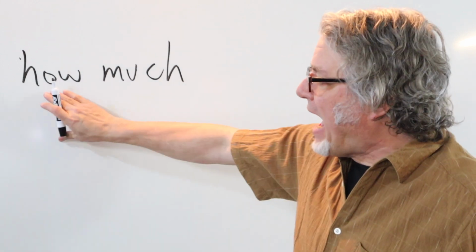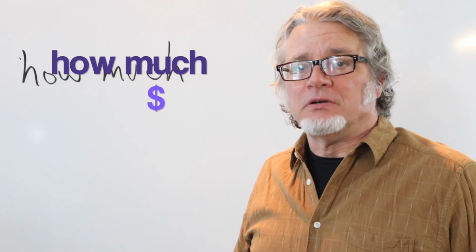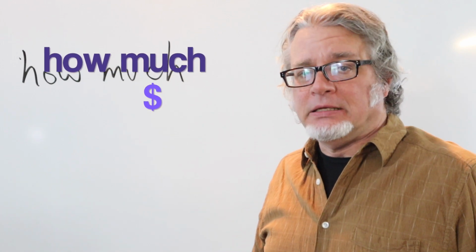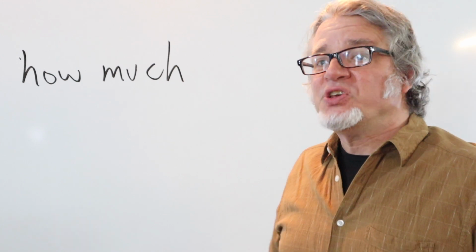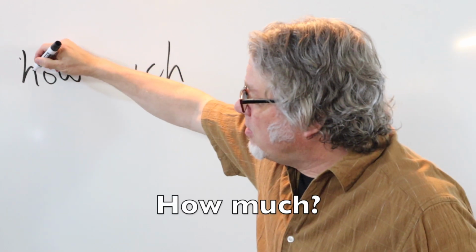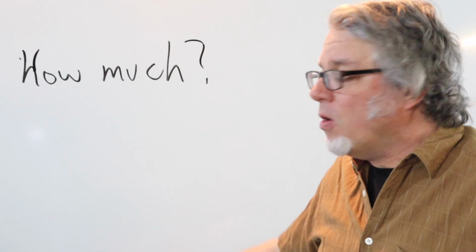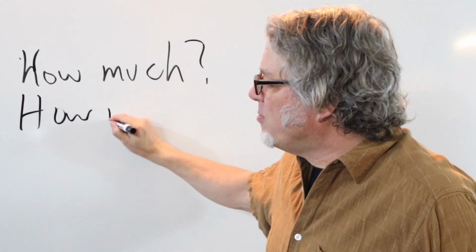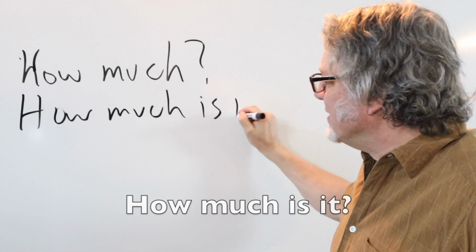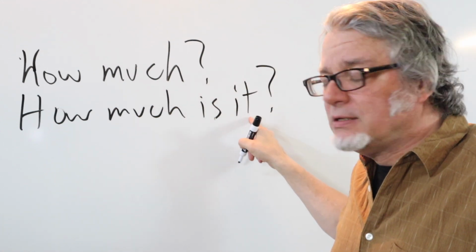The words how and much are often used together when talking about money. When asking about the cost of something, you can just ask, how much? Or how much is it? This is the verb and this is the subject.